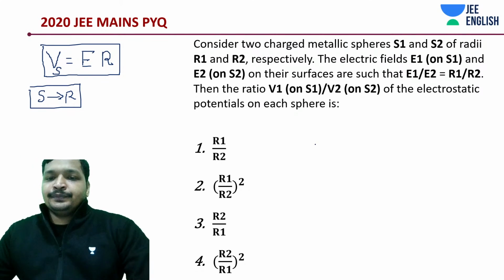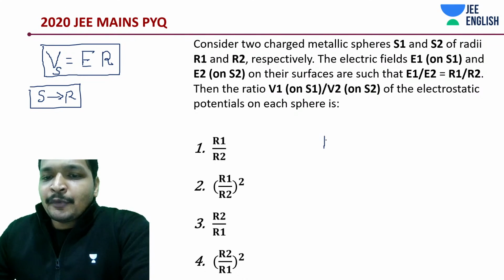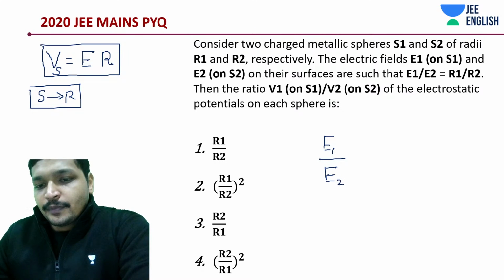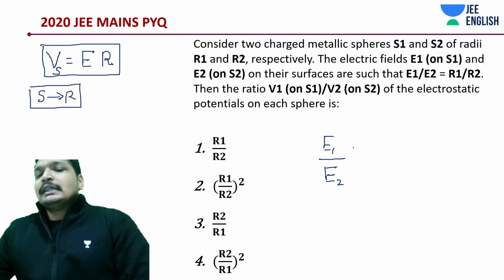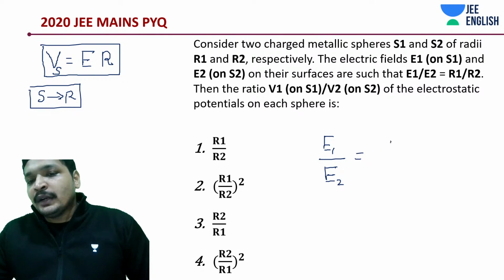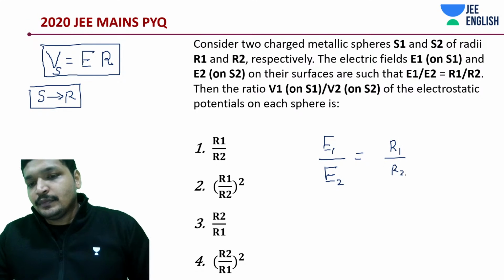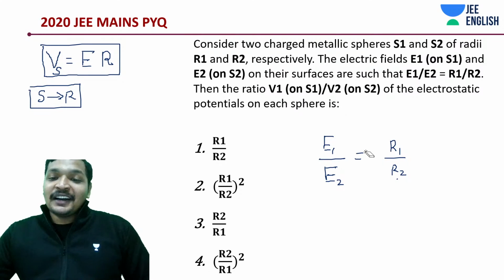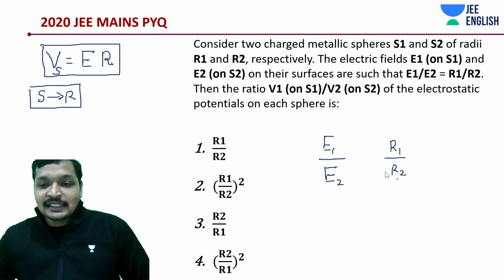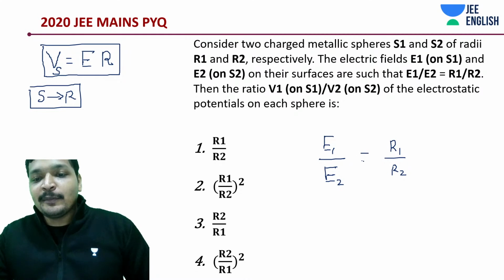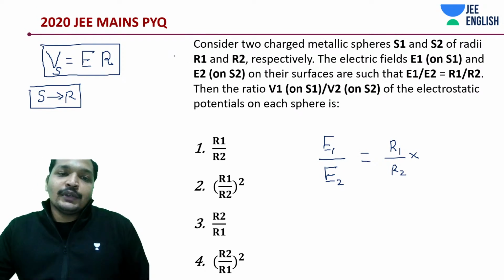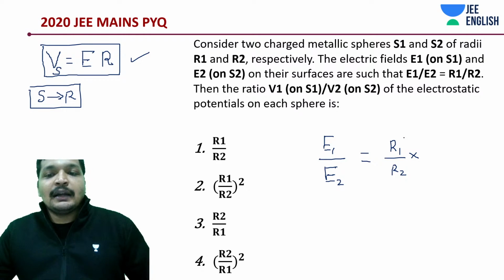Now what I'm going to do is say E1 divided by E2, and it is given to me as R1 by R2. One thing you have to understand is R1 by R2 is giving you the ratio of charges. That is the most appropriate method to go about it. But you know this thing, right? This is true in the case of your spheres. That's it. I'll come to the point.